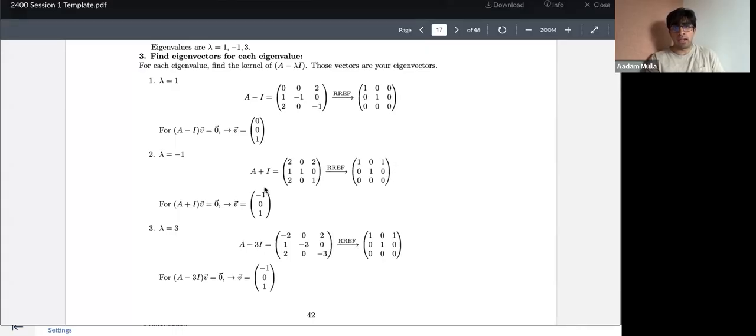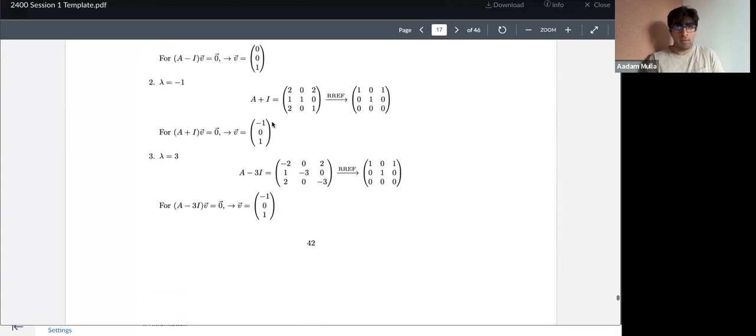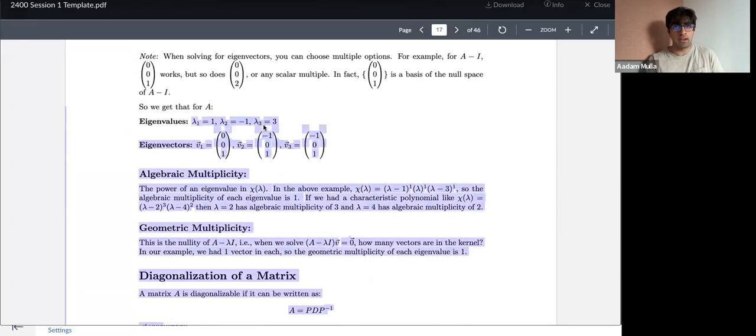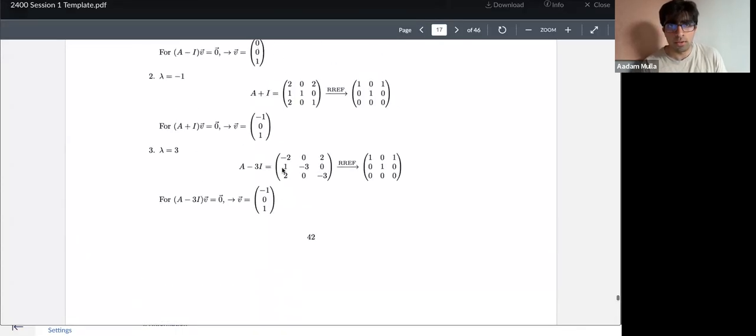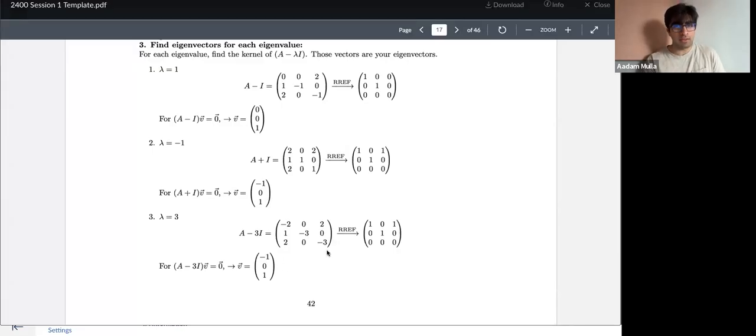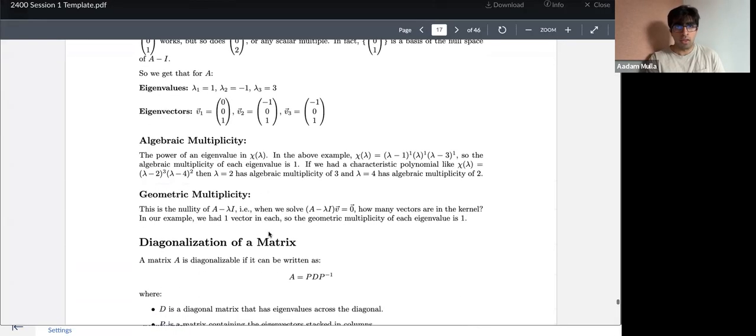Here, a vector in the kernel is -1, 0, 1. Hopefully at this point, finding the kernel should be straightforward-ish, so this should come naturally. And then you find 3 vectors in the kernel, and those are your eigenvalues and eigenvectors. So you get your eigenvalues are 1, -1, 3, and then your eigenvectors are 0, 0, 1, -1, 0, 1, and -1, 0, 1, which is also okay. These two shouldn't be the same. Okay, I think the algebra here is a bit wrong, but the steps are there. I'll fix the algebra here.